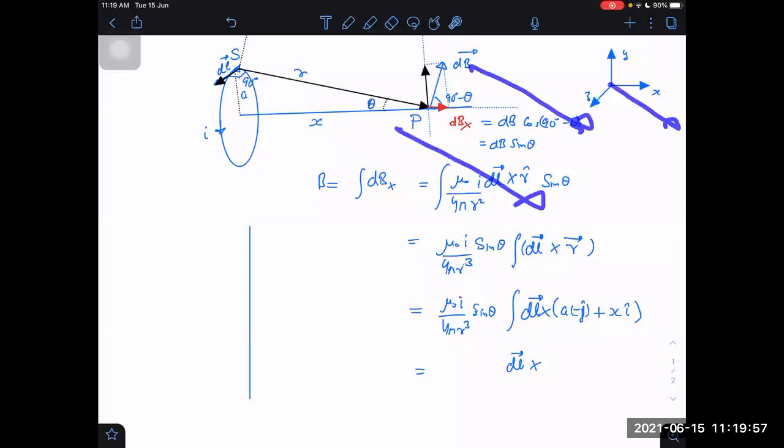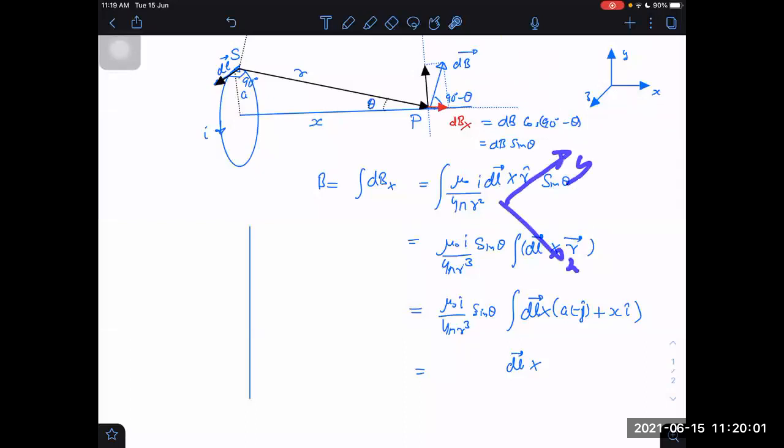Does it matter? Orientation of axis. If I take the y-axis this way, the x-axis this way, and the z-axis this way, then I can take r along the x-axis. Then this will become just x i cap. Why would it depend on the choice of origin? You tell me. It will depend on the choice of axis. I agree with that, but it will not depend on the choice of origin. Okay, sir.